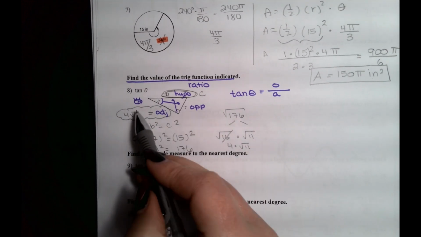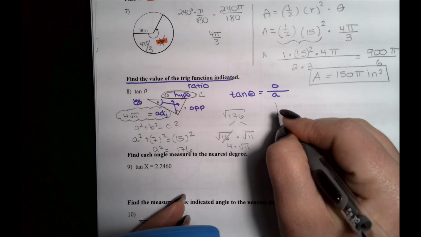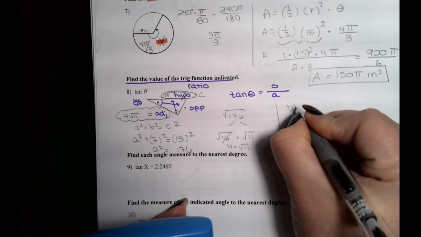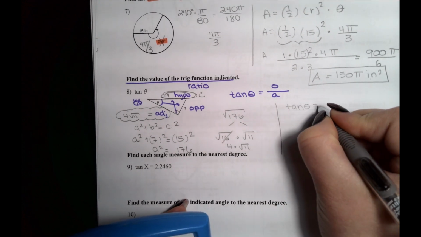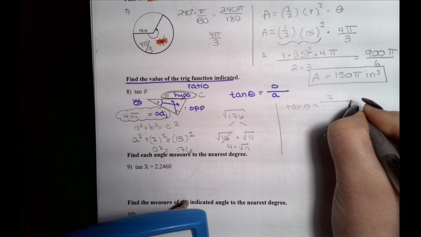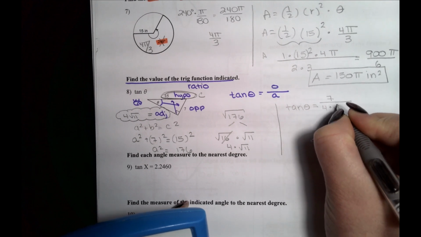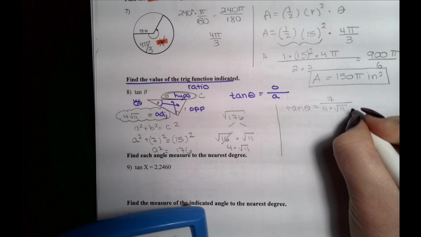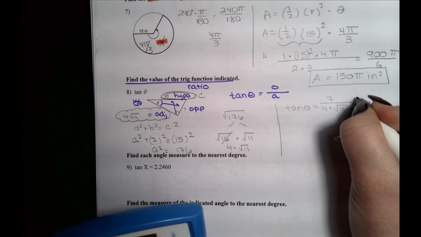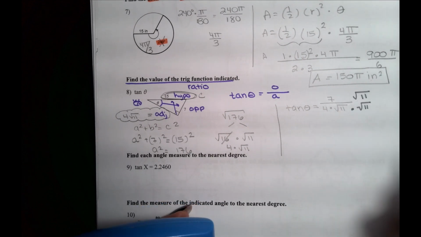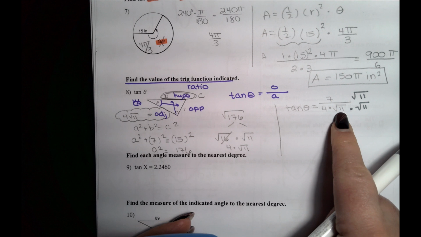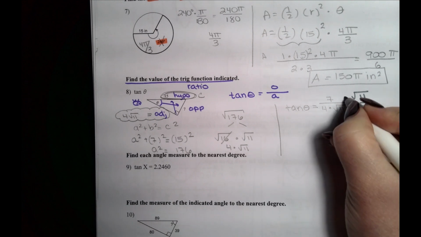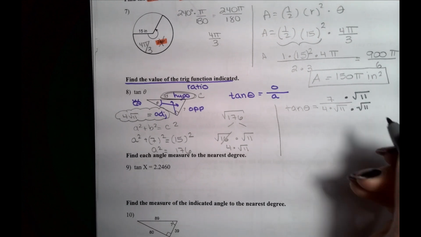So now that we have simplified our adjacent side, tangent of theta is opposite, which is 7, over adjacent, which is 4 times the square root of 11. This means we need to multiply top and bottom just by the square root of 11. This is not a binomial, this is a monomial. There's no addition or subtraction. So no conjugates here, just pick up the radical.